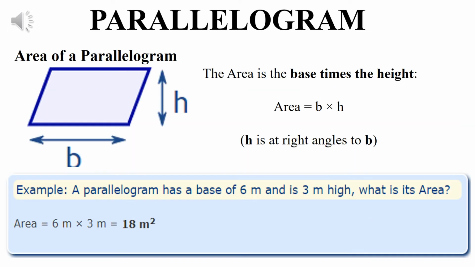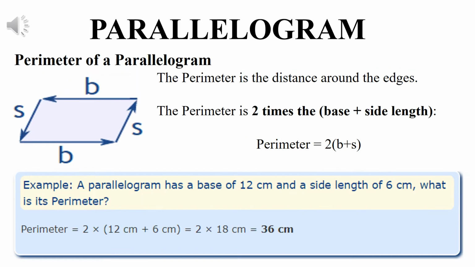Area of a parallelogram. The area is the base times the height. Area is equal to b times h. h is at right angles to b. Example, a parallelogram has a base of 6 m and is 3 m high. What is its area? Area is equal to 6 m times 3 m, which is 18 m squared.